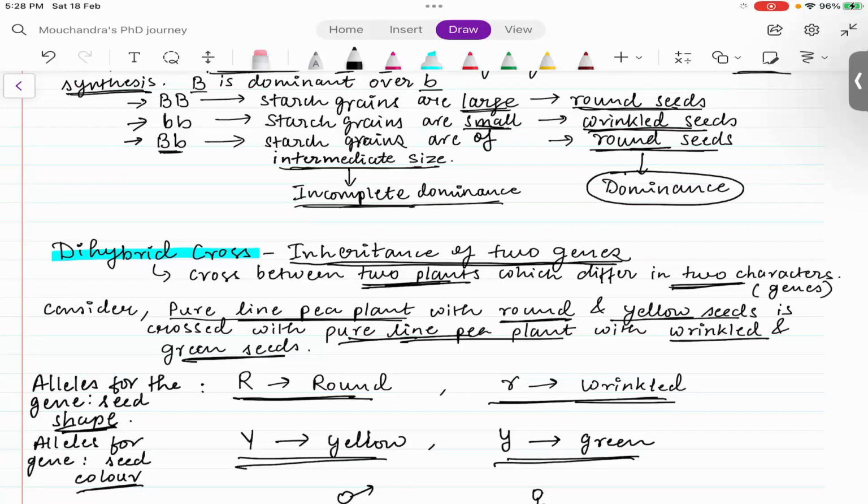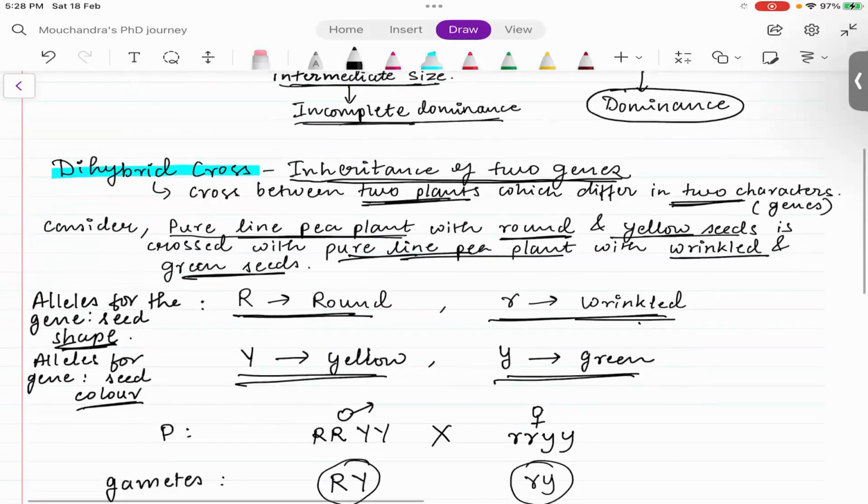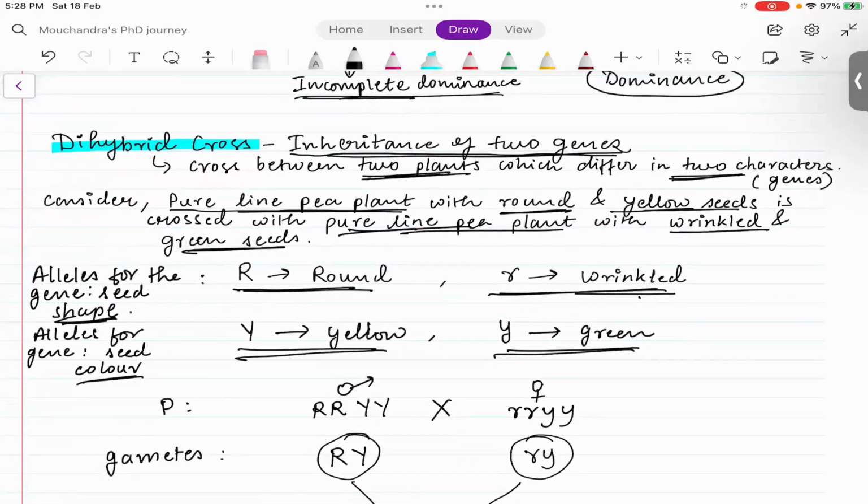Now, from the monohybrid cross, Mendel saw that round shape is dominant over the wrinkled shape, and yellow color is dominant over the green color. He saw this when he was considering one character at a time. Now let's see whether he got that from the dihybrid cross as well.